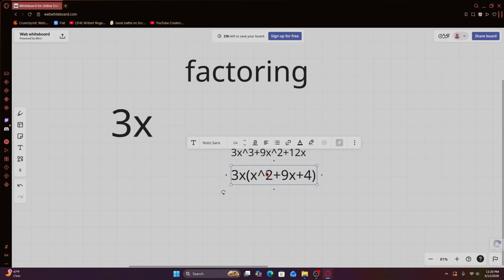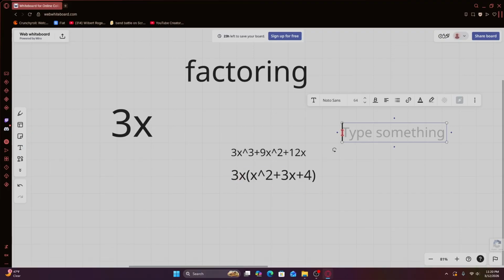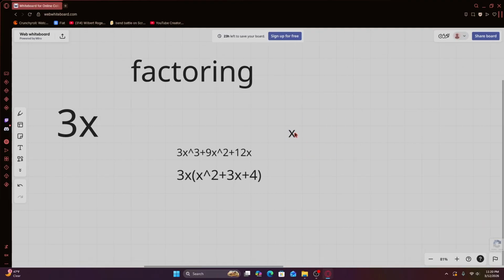So 3x to the power of 3 divided by 3x is x to the power of 2. 9x to the power of 2 divided by 3x is 3x. And 12x divided by 3x is just 4. Because we have no more common factors, that means we found the greatest common factor. So this is our fully factored equation. Another way to do this is the x method, which is where you draw a ginormous x.